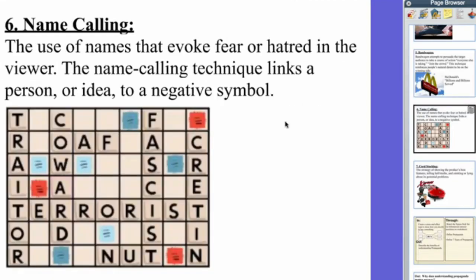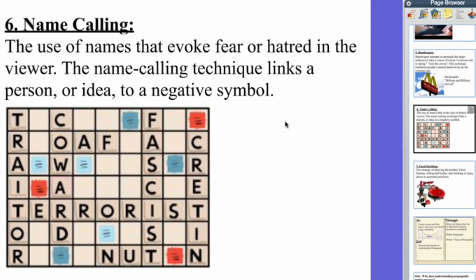Number six is name calling, which is the use of names that evoke fear or hatred in the viewer. This technique links a person or an idea to a negative symbol. We also often see this with political figures.